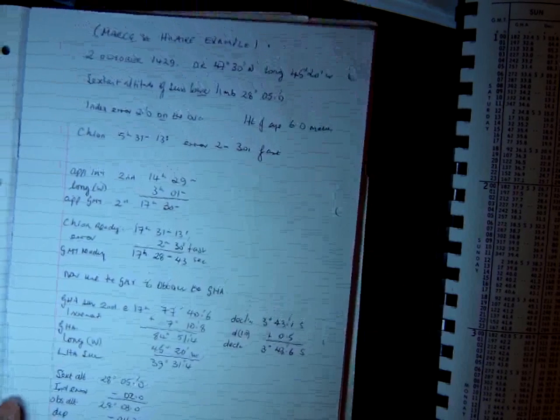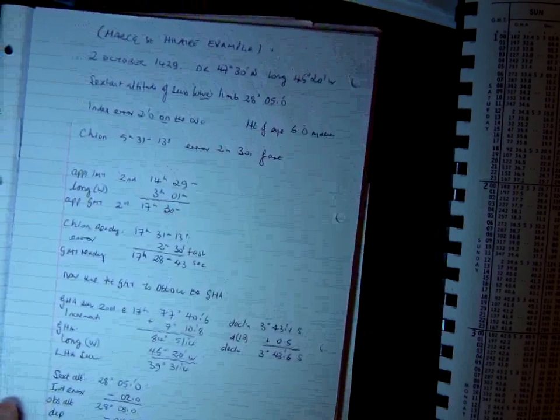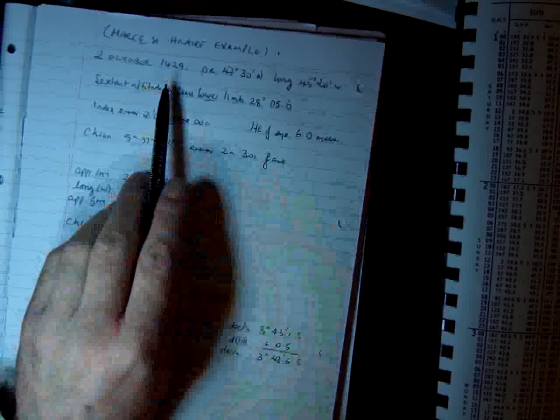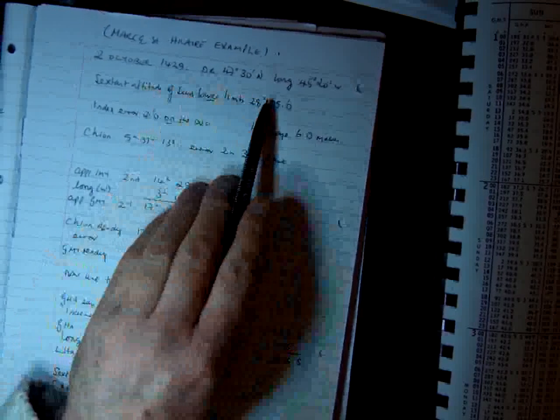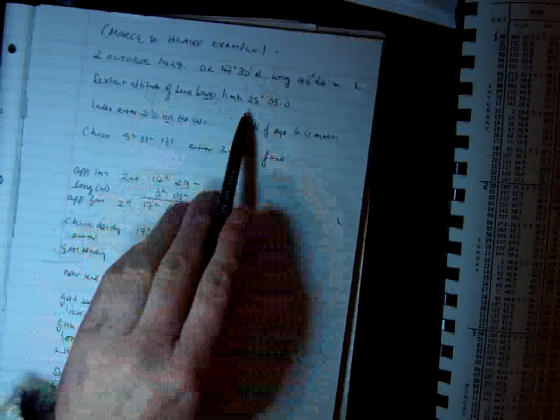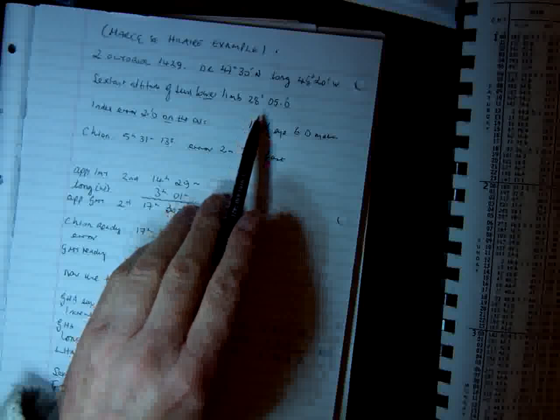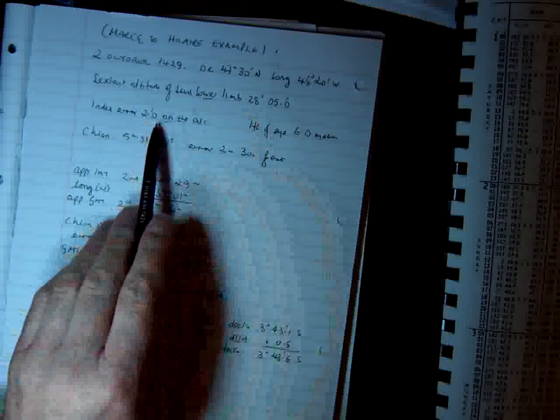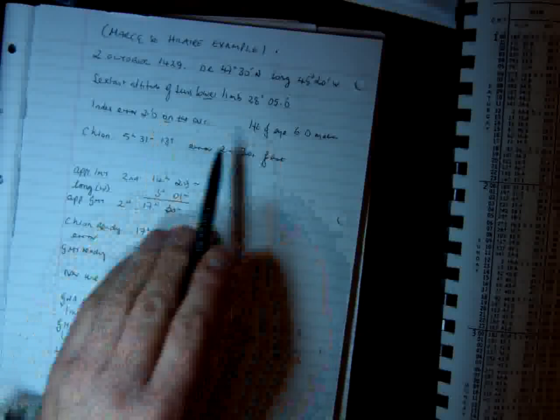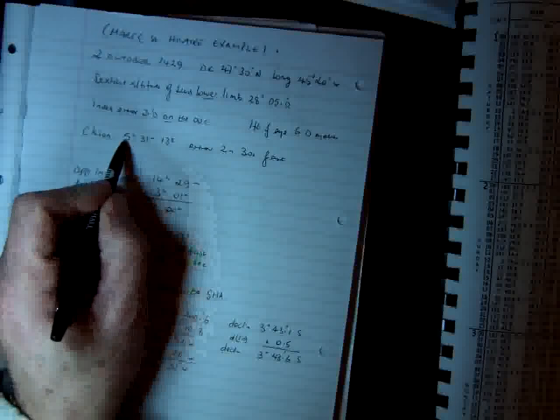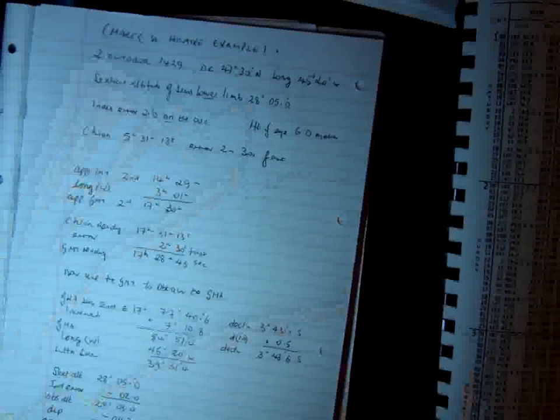Okay, I'd like to go through the Marcq and Hilaire example that's in your book. 2nd of October at 14:29, we're given our DR position and we took an altitude with the sextant of the sun's lower limb and it read 28 degrees 05.0. The index error is 2 minutes on the arc, height of eye 6 metres, and our chronometer reading is 5 hours 31:13 with an error of 2 minutes 30.